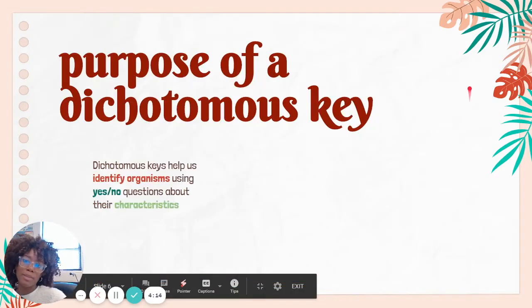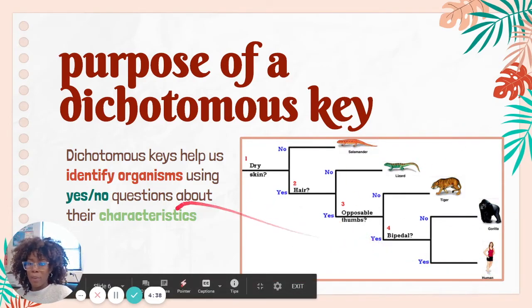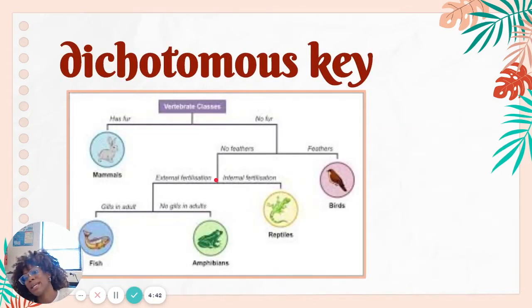Okay, so that's what a dichotomous key is. The purpose of it is to identify organisms, so tell what that organism's name is by using yes and no questions about their characteristics. So for example, this right here says dry skin. If it has dry skin, you continue on. If it does not have dry skin, boom, that's a salamander. We keep going all the way, okay? So a dichotomous key can look like this.